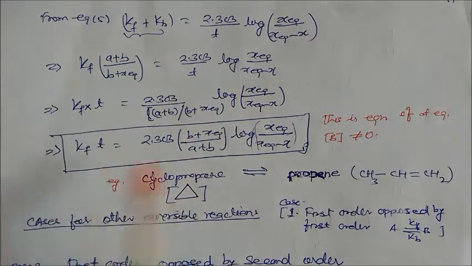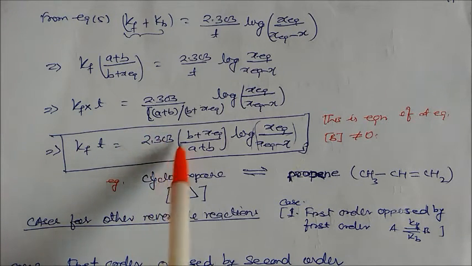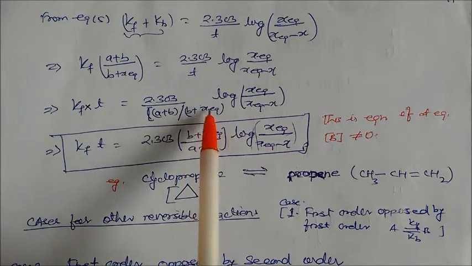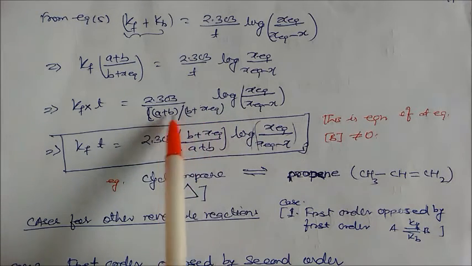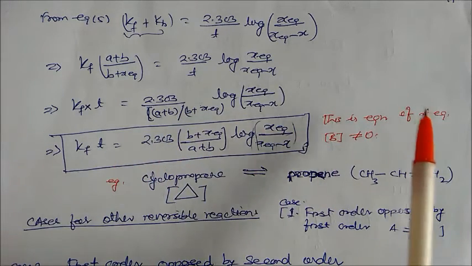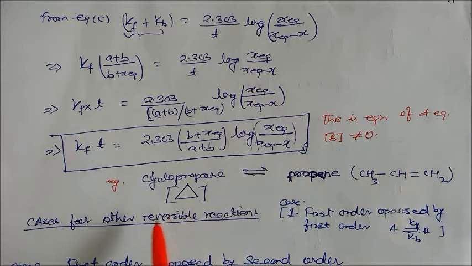So we can write this one. This is just rearranging. So this becomes Kf into t equal to 2.303 into (a plus b) divided by (b plus x equilibrium) into log of x equilibrium by (x equilibrium minus x); a plus b goes down, this goes up. So we will get this equation. This is the equation if at equilibrium the concentration of B is not equal to 0. For example, cyclopropane is converting to propene.